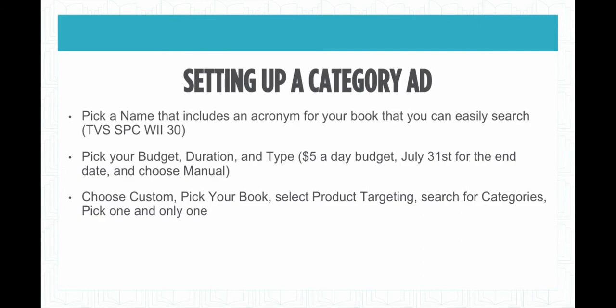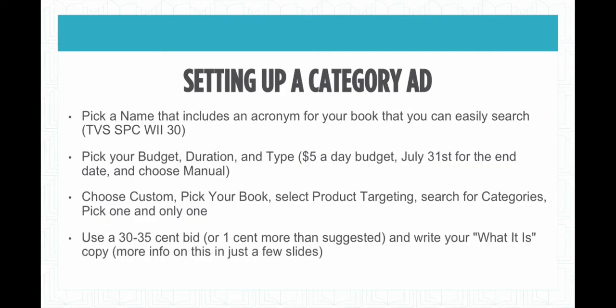And then you're going to select product targeting, which is where you search for categories. I recommend you pick one category per ad. Everyone's going to not listen to me, but that's what I'm saying here. You're going to use a 30 to 35 cent bid. I would recommend 30 cents if your book is a standalone, 35 cents if your book is the first in a series, or if the suggested bid is lower than 30 cents, just pick 1 penny higher than the suggested bid. Then you're going to write your what it is copy.